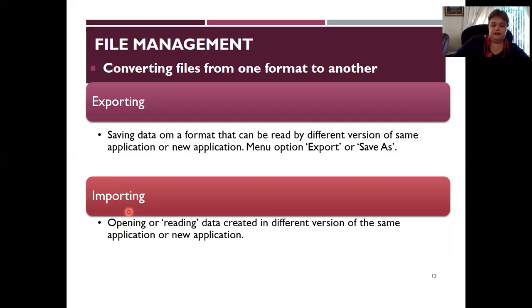So let's first take a look at exporting. Saving data in a format that can be read by different versions of the same application. All Microsoft software are able to read each other. So whether it's Word, Excel, Access, PowerPoint, OneNote, I can export data into each of these using export or the save as function. On the other side, importing means pulling in data from a different software and adding it to my new application.